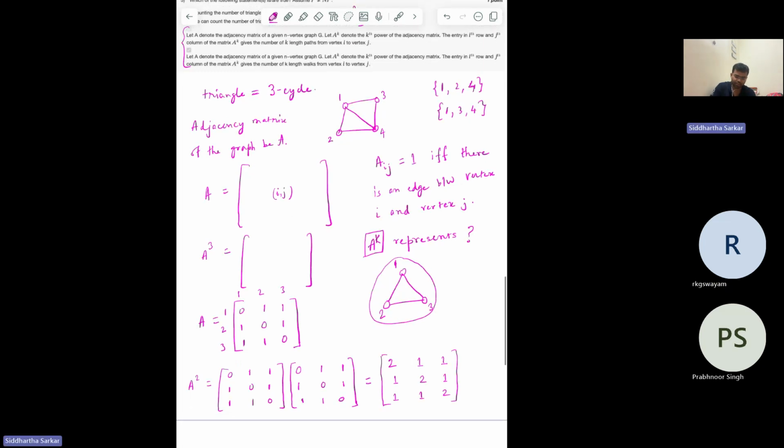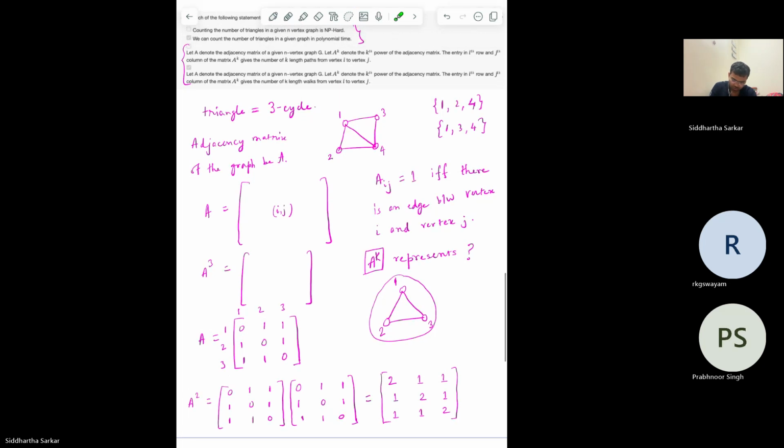Now we can analyze what A square means. So we have computed A square. Now look at the entry corresponding to 1 1. It means, from 1 to 1, in how many ways can I reach 1 from 1 itself in 2 hops. So A square means you are allowed a walk. There is a difference between walk and path. Walk means, for example, if you are going from 1 to 2 and then coming back to 1, I can call it a 2 length walk.